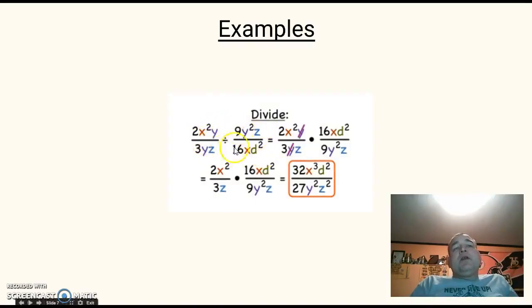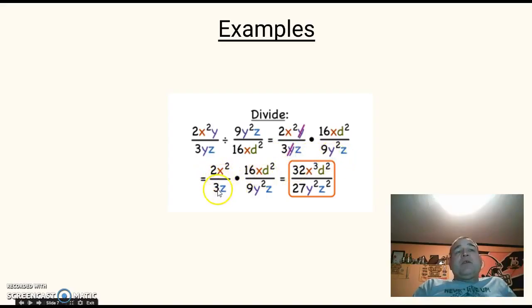Here, you have two monomial rational expressions. So again, you flip the second one, 16xd squared over 9y squared z. That's what we're showing you right here in this part. Next, look for those like factors. So here, notice they're taking out the like factors of y. And unfortunately, those are the only two like factors in the entire problem.